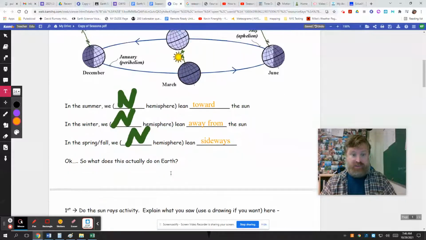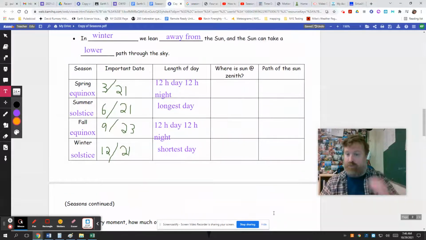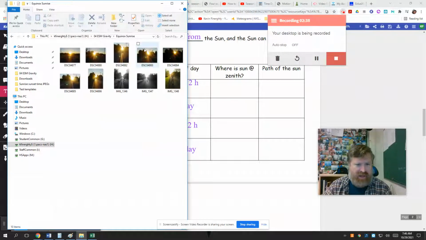All right, so what does this actually do on Earth? We still have to do that sun ray thing. That's going to be another time. We're going to jump over here to the path of the sun. I mentioned this on the day that we did the fall equinox. I showed a couple of photos, and you know what? I should grab those photos. Quick pause. Okay.